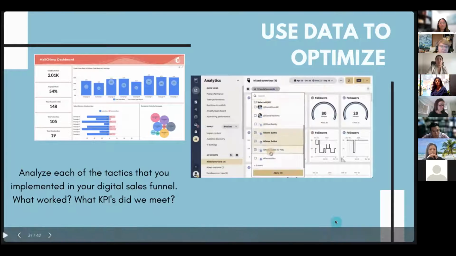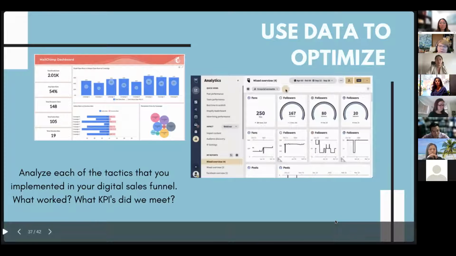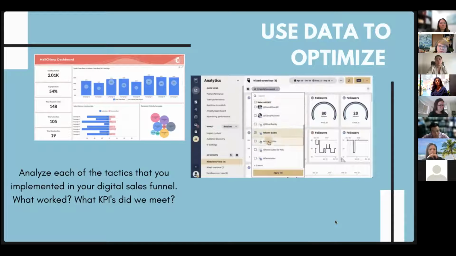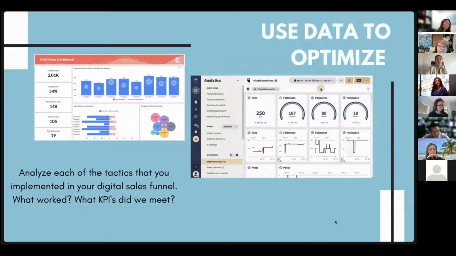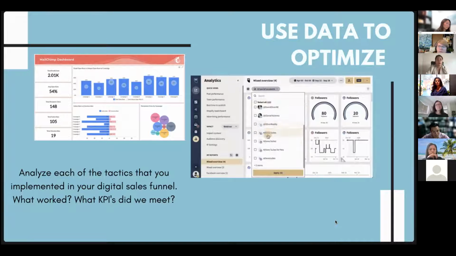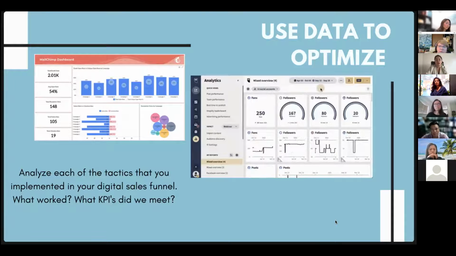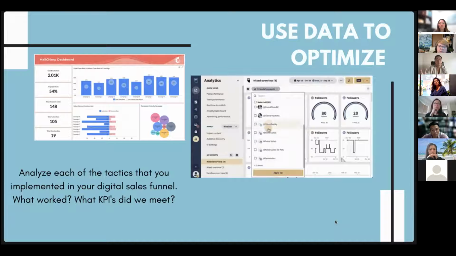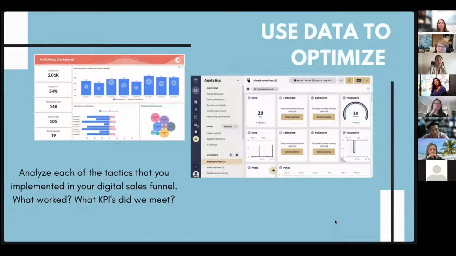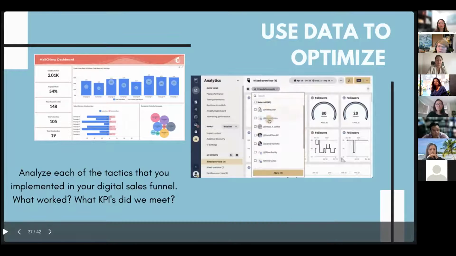And for the data, like we mentioned earlier, establishing those KPIs are very important because most of these analytical dashboards are going to have a ton of information. And while all of it is useful to look at, you want to make sure that you've pinpointed very specific key measures that you're tracking for success.